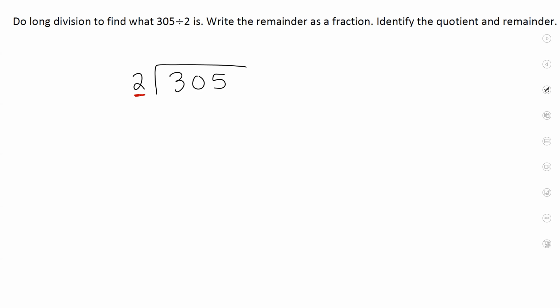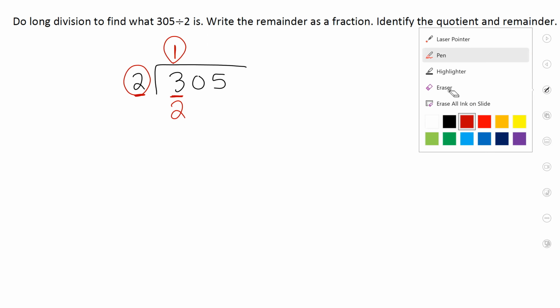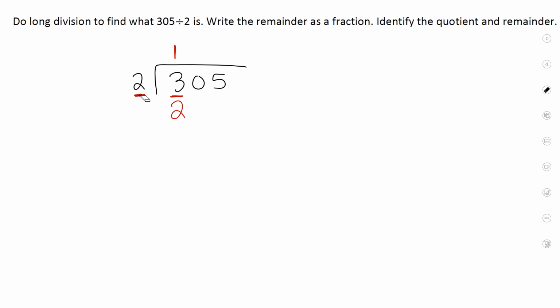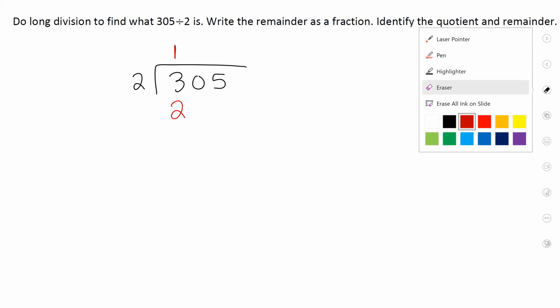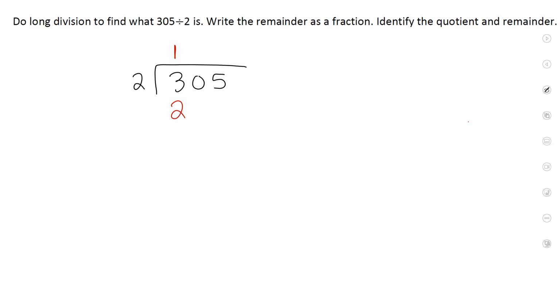2 times what will give you either 3 or very close to 3? 1. We can't go over it though. So then we're going to multiply. 2 times 1 is 2. And what do we do with that 2? Yes, you subtract. So basically, I'm going to call this changing the sign. Okay? 3 minus 2 is 1. Now we're going to bring down the next number.